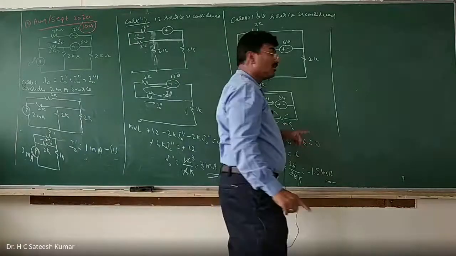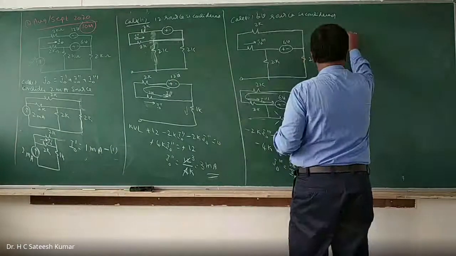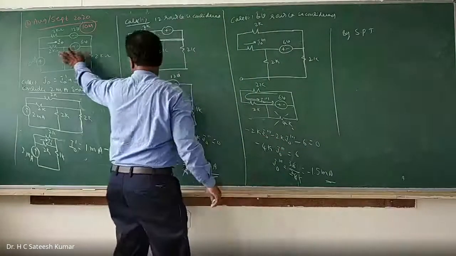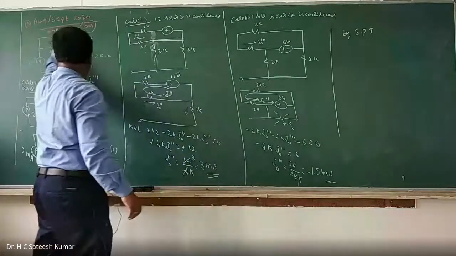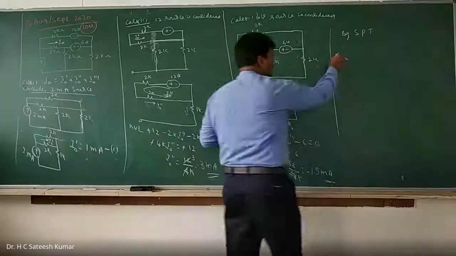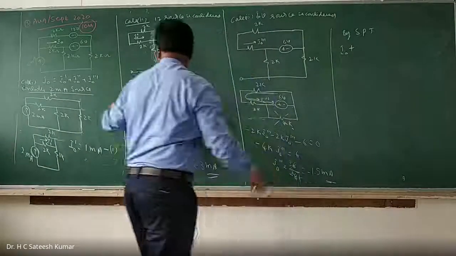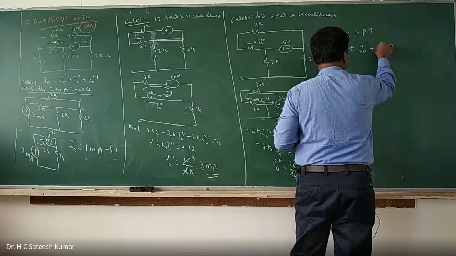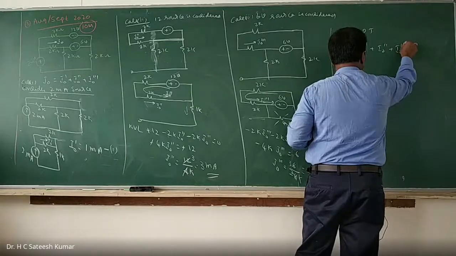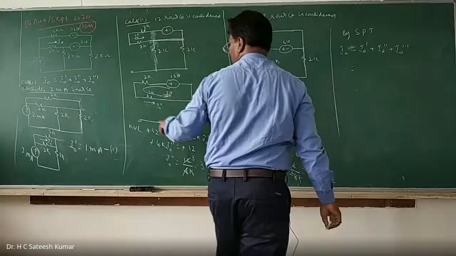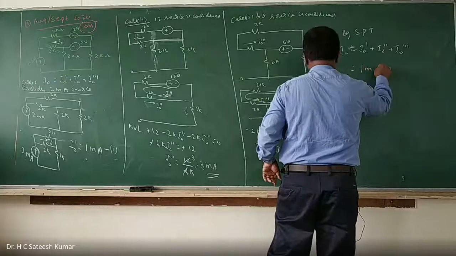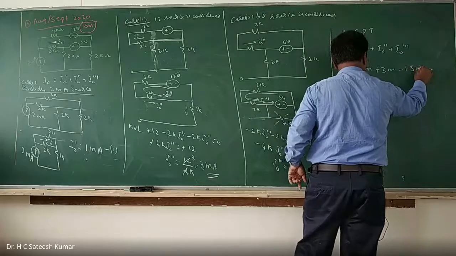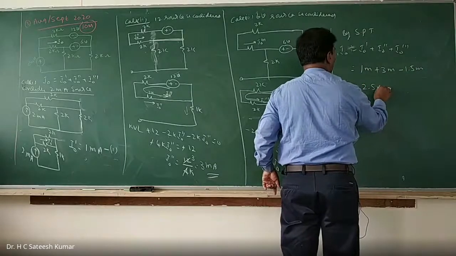Whenever you are going for this kind of problem, by the superposition theorem, the response due to a number of sources acting simultaneously, that is I naught, is equal to the sum of the responses when they are acting individually. I naught is equal to I naught dash plus I naught double dash plus I naught triple dash. I naught dash is 1 milliamp, plus I naught double dash is 3 milli, minus 1.5 milli, giving 2.5 milliamps.